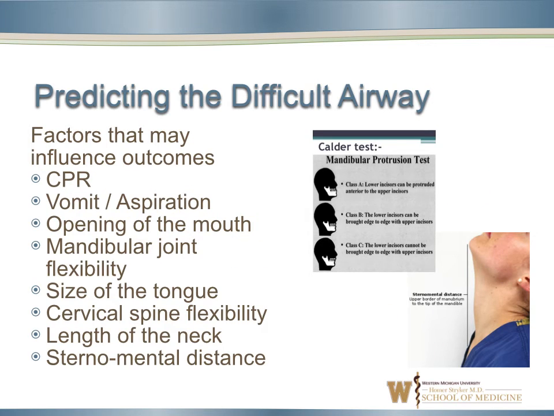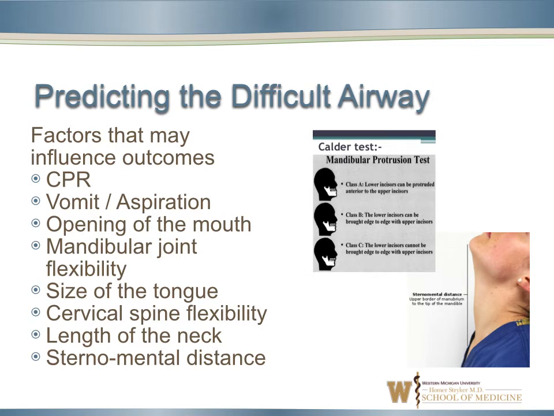Some factors that may predict a difficult airway. Some factors that may influence the outcomes of that difficult airway. Certainly CPR. As first responders doing compressions, the patient's moving, it can be very difficult to visualize anatomy and tough to place an endotracheal tube. Naturally, you don't want to stop CPR. So in that case, the most appropriate airway is probably going to be some sort of a supraglottic airway.